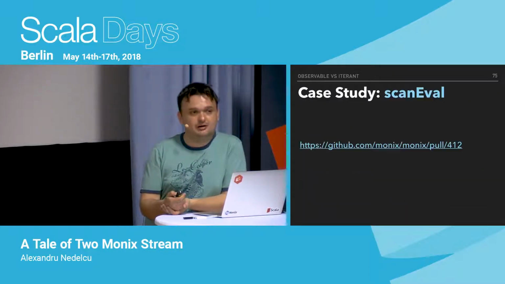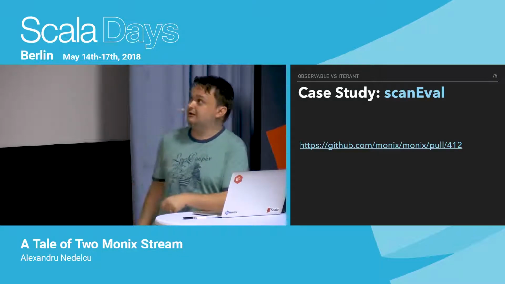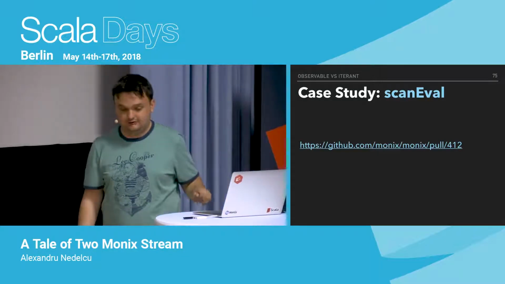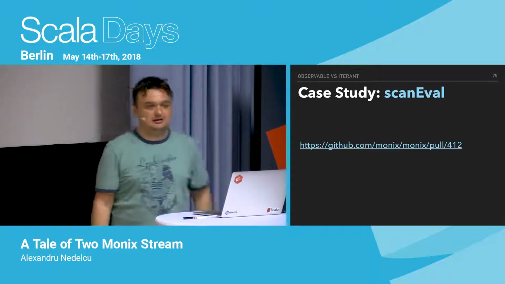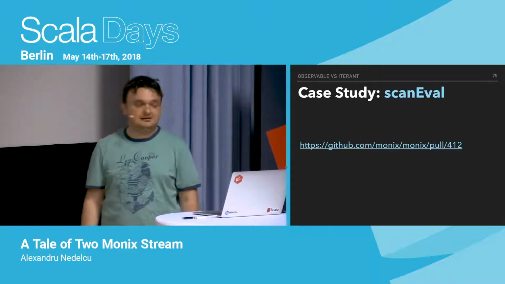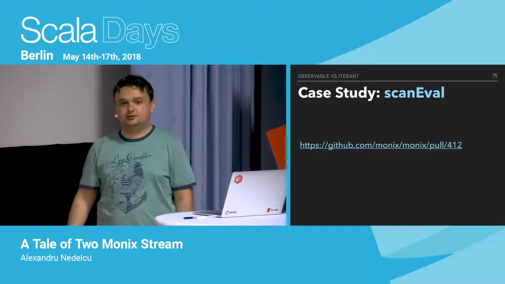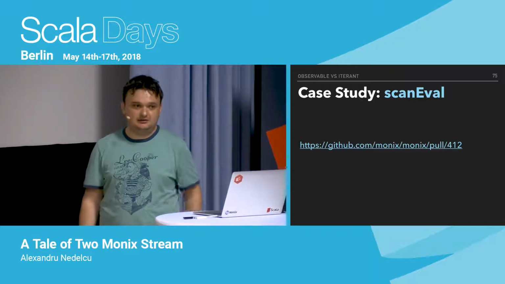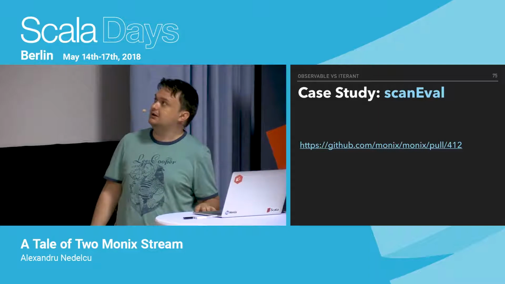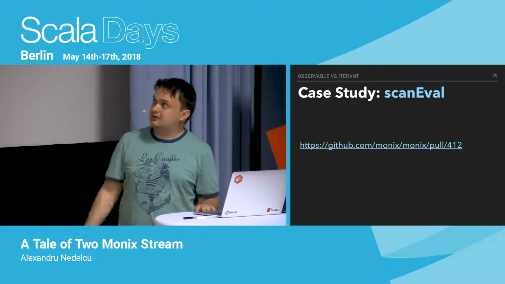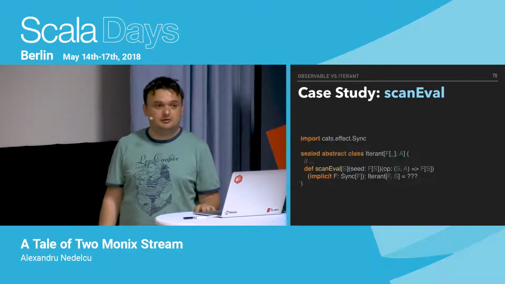And now I'm going to do a comparison between Iterator, Iterant and Observable. A really cool case study would be the implementation of scanEval. Scan is like the essence of reactive programming with ReactiveX. Actually, not scan, scanEval; I think it's an innovation in Monix. But as a really cool case study, I implemented it for both.